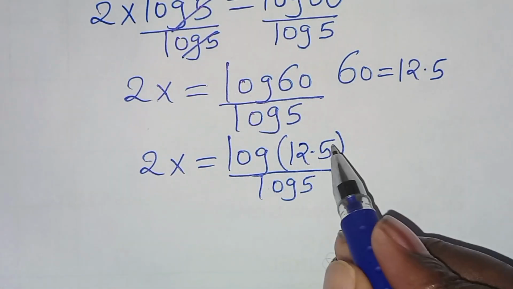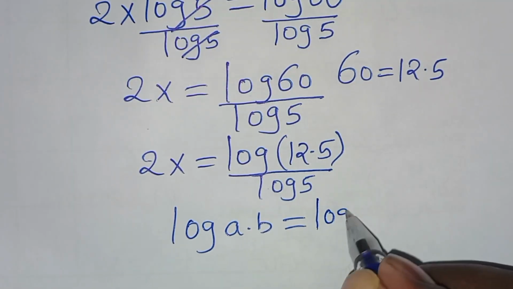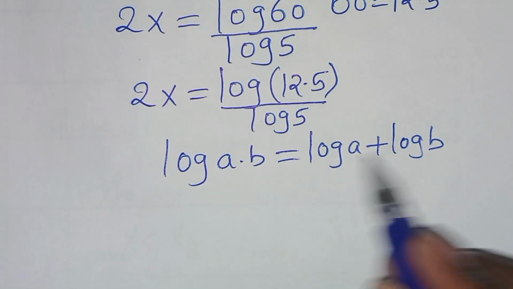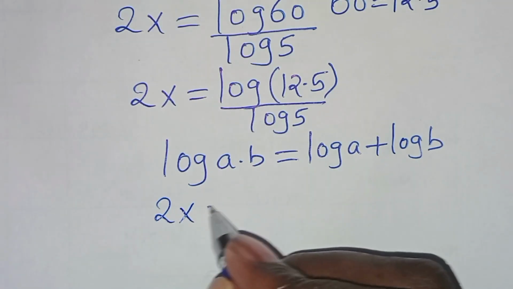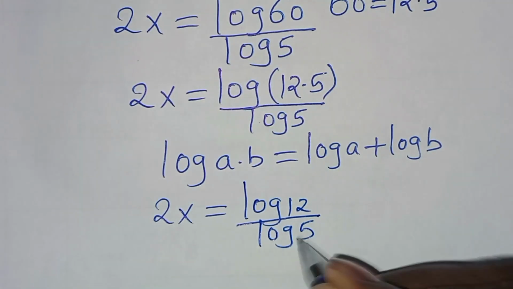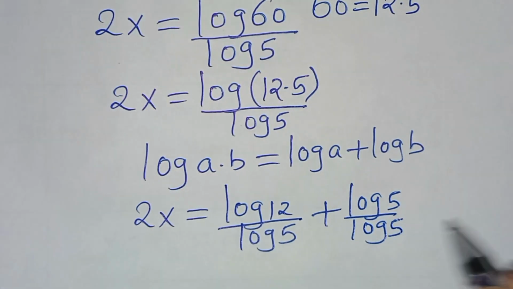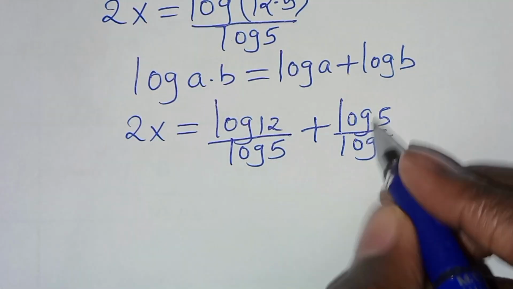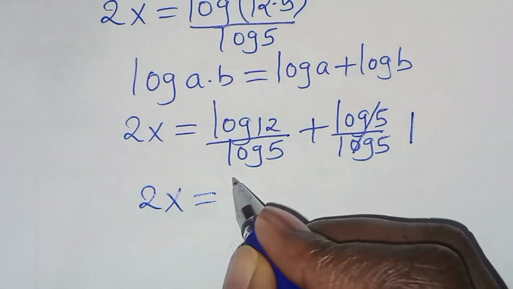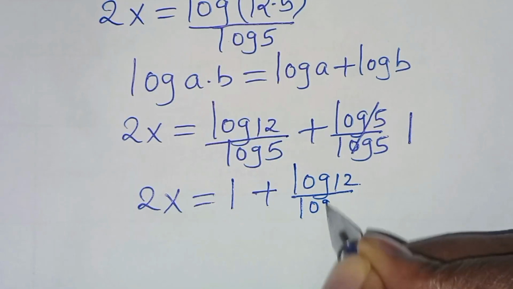Now, log 12 times 5 is in the form of log a times b, which we can express as log a plus log b. Applying this logarithm property, we have 2x is equal to log 12 divided by log 5 plus log 5 divided by log 5. Let's simplify here. Log 5 and log 5 simplify, so this is 1, so that we have 2x is equal to 1 plus log 12 divided by log 5.